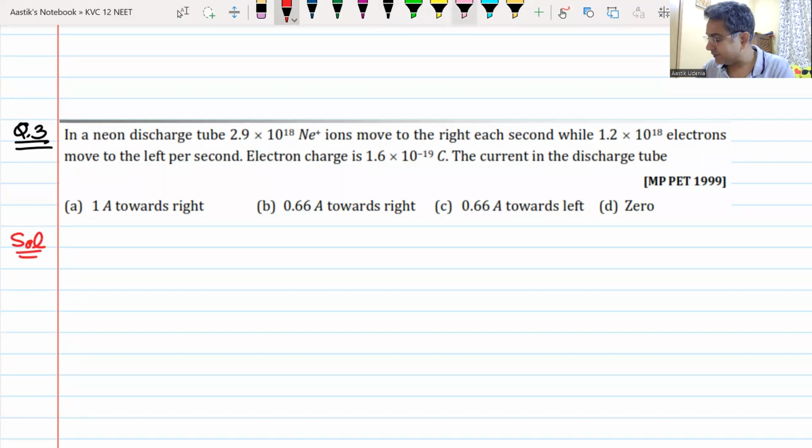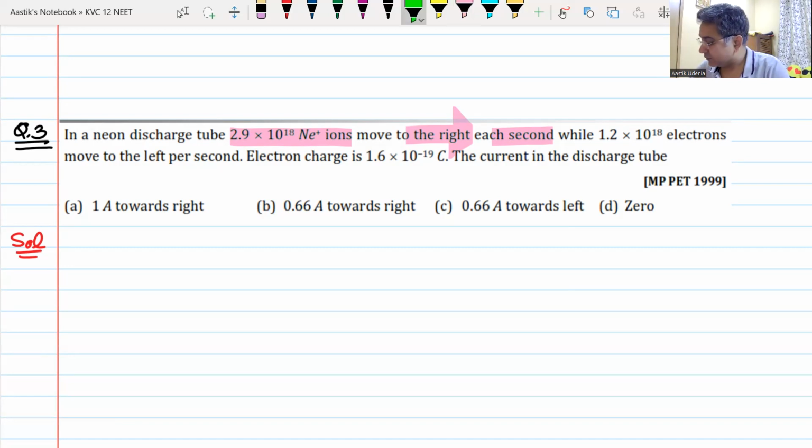Now you can see these neon plus ions are positive and they are moving towards right. And it is given each second. So basically it is current, charge per unit time. Basically how much charge is moving. These many neon plus charges are moving towards right each second.